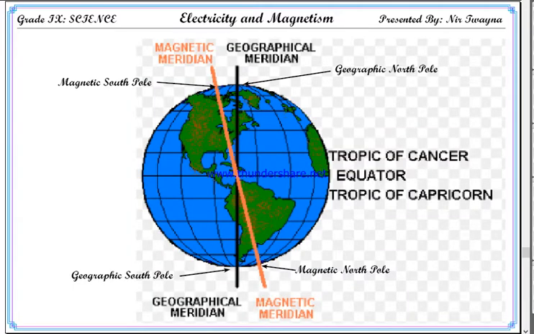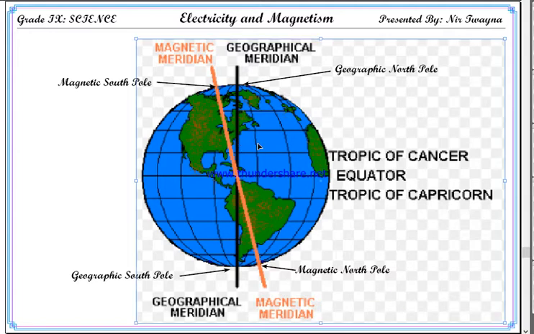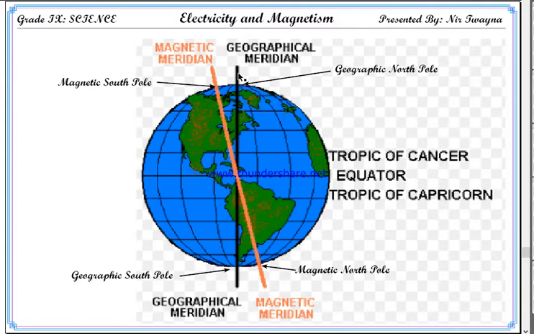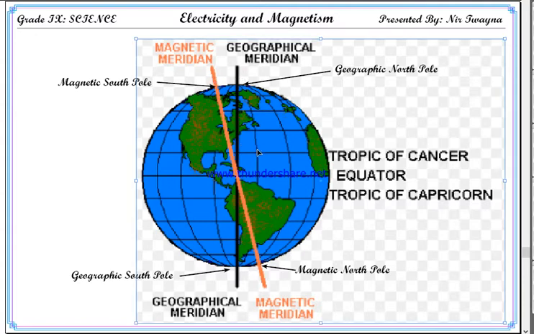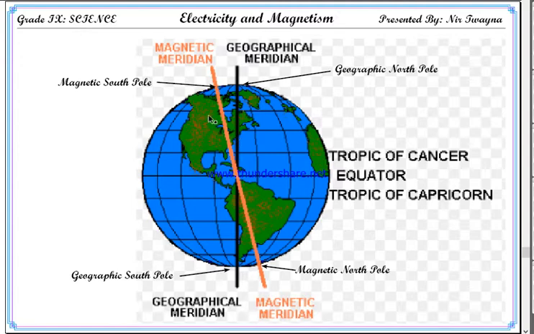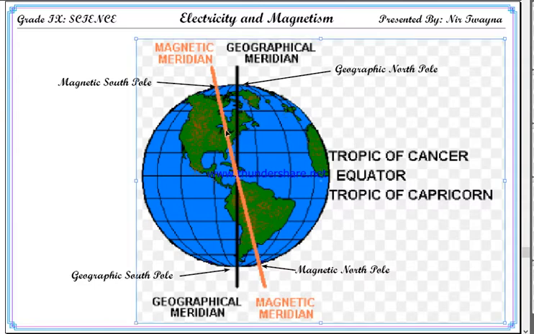My dear students of grade 9, this is your science class, and in your science class we have been studying the lesson electricity and magnetism. Well, last time we discussed the geographic meridian and magnetic meridian of Earth, and we also discussed that they do not coincide with each other because the magnetic poles and geographic poles do not lie at the same place. Okay, so you can see the magnetic meridian and geographic meridian make some angle, isn't it?